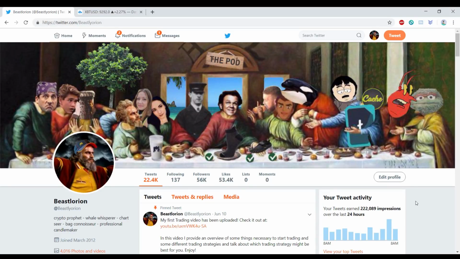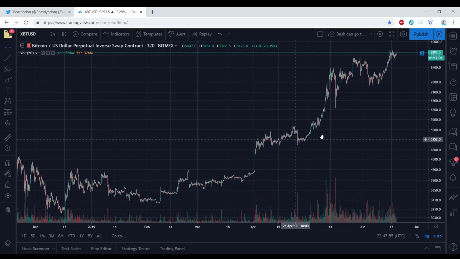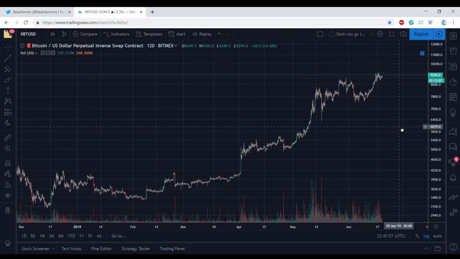Today we're going to be talking about identifying a bullish trend, looking for an entry, looking for an exit. We're going to talk about Bitcoin, why its trend is so bullish, why it might be a good idea to keep holding. So let's go take a look at the Bitcoin chart.